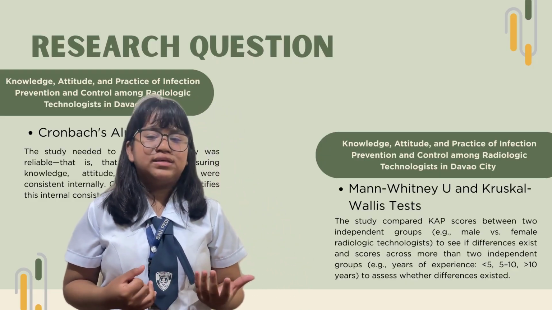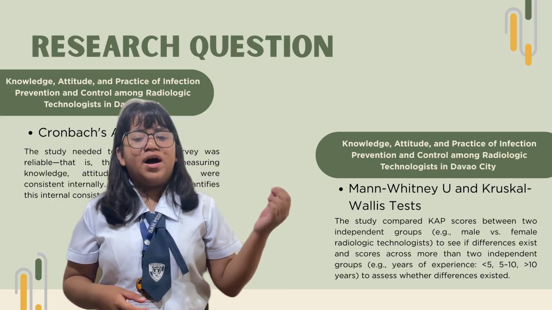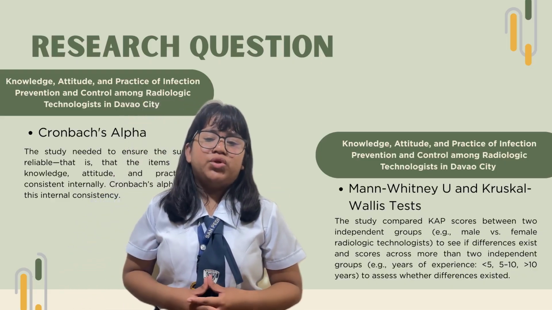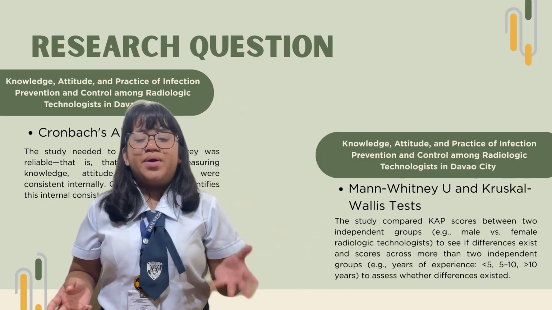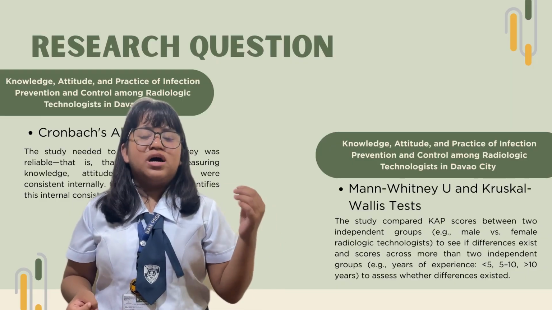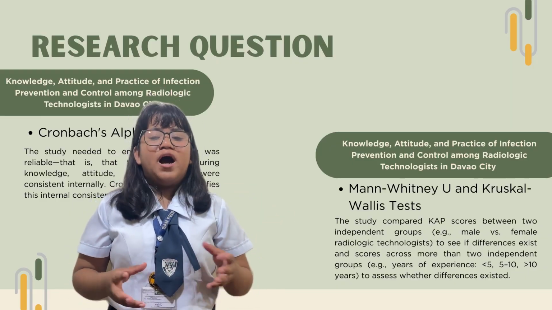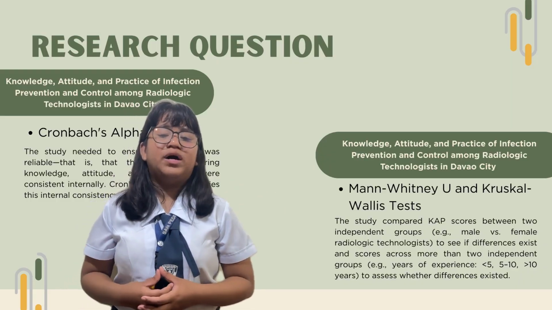Cronbach's alpha works well for these data types to measure the reliability of multi-item scales. So to verify the reliability of our survey, we calculate the Cronbach's alpha. This statistic checks if the items within each category, knowledge, attitude, and practice, consistently measure the same concept. So with a high alpha, we confirm that our survey was reliable.